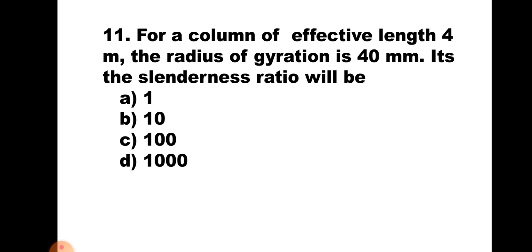Question number 11. For a column of effective length 4 meter, the radius of gyration 40 mm, its slenderness ratio will be. This is again a small problem in which effective length is given, radius of gyration is also given. So you have to just take the division. Effective length is 4 meter, that is 4000. 4000 upon 40 will be 100. Hence the correct answer is C, 100. Slenderness ratio has no unit.